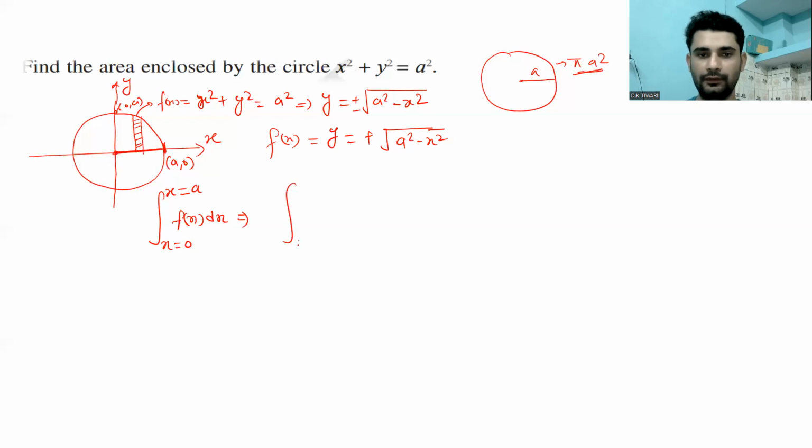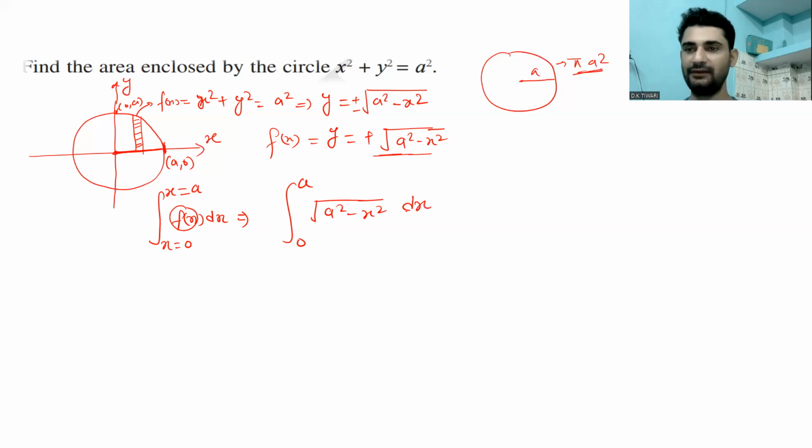Now from 0 to a, what is f(x)? f(x) is nothing but root of a square minus x square. So root of a square minus x square dx. Now we very well know this integration. This is the standard integration. We know the formula of this standard integration. So what is the integration of this one?